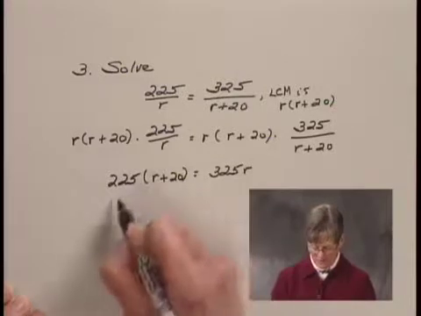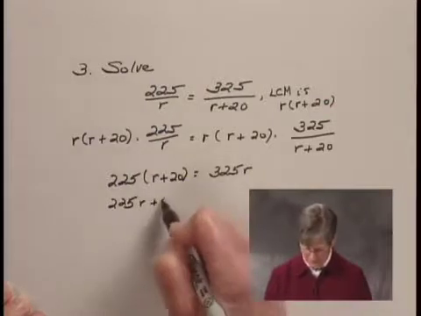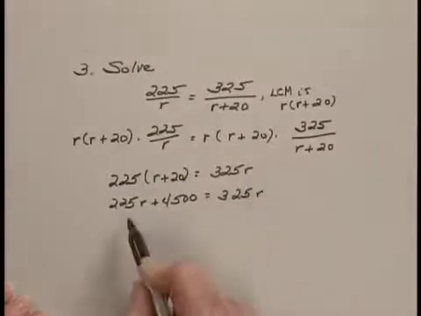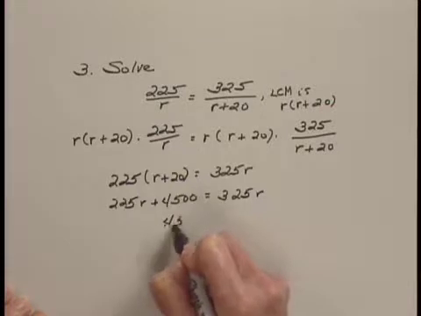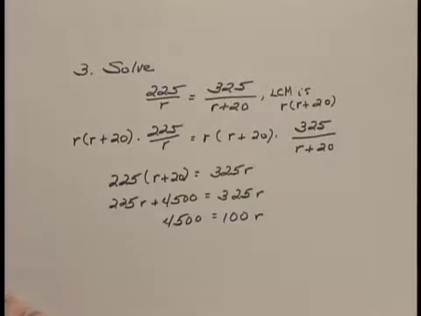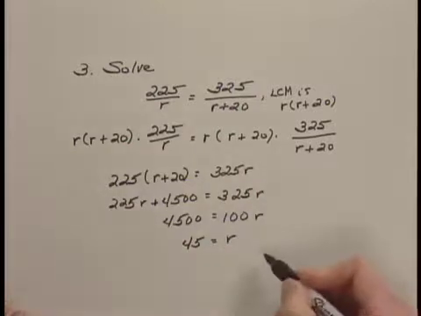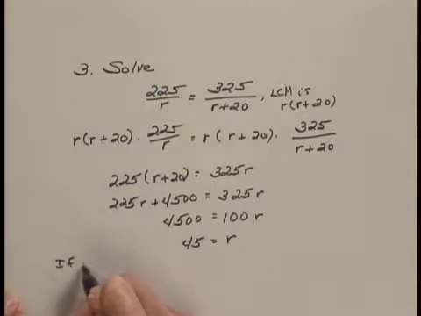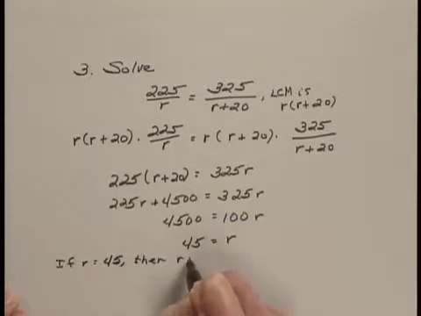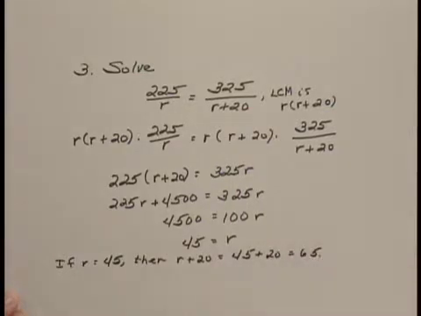I'll remove the parentheses here. We have 225 R plus 4,500 is equal to 325 R. I'll subtract 225 R on both sides, and we have 4,500 equals 100 R. And then dividing both sides by 100, we have 45 equals R. So R would be Marilyn's speed, and we can say if R equals 45, then R plus 20 is 45 plus 20, or 65, and that would be Craig's speed.